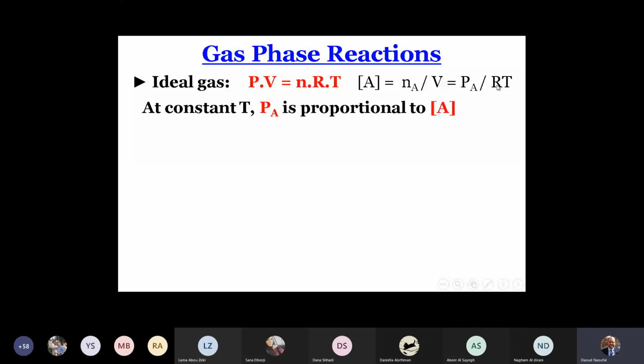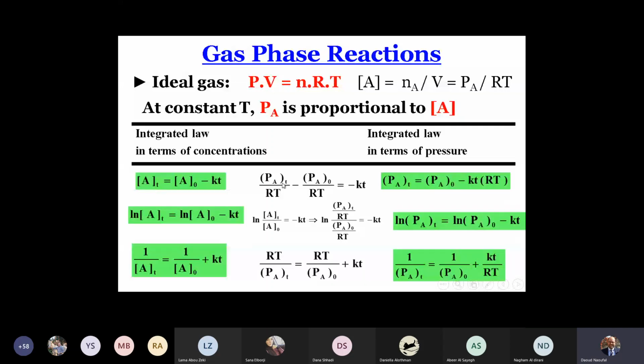So what would be the relations, the integrated rate law according to the concentration, if we go from the concentration to the pressures? For a reaction of order 0, [A]t equals [A]0 minus kt. Instead of [A]t, we put the partial pressure of A at time t divided by RT, minus the partial pressure of A at t equals 0, initial, divided by RT, equals minus kt.